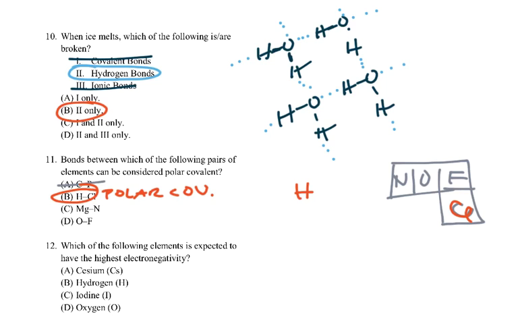So that's going to be a polar covalent bond. Mg and N, we can eliminate that, that's an ionic compound. And O and F are both strong, so that's going to be nonpolar. So A is nonpolar, D is nonpolar, C is ionic. B is the answer, polar covalent.